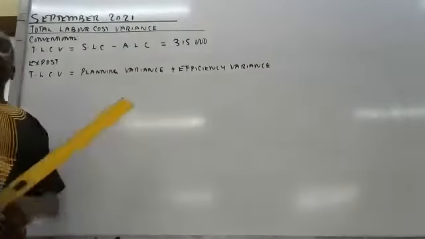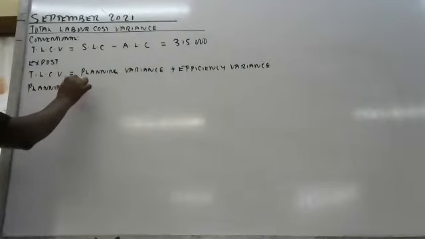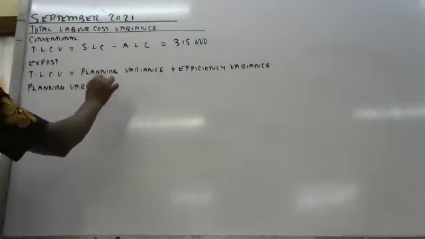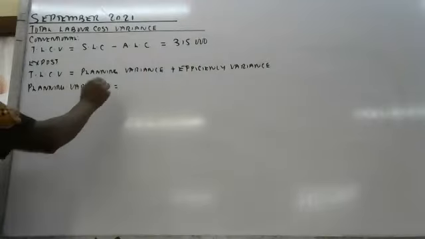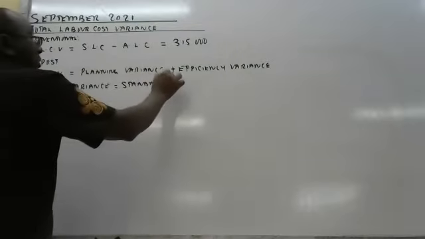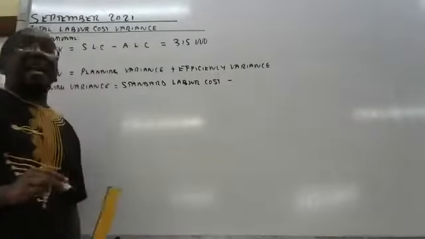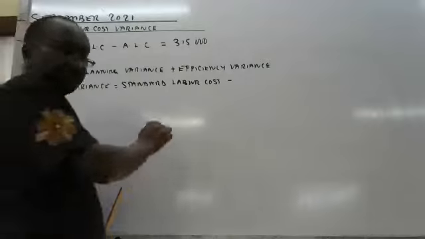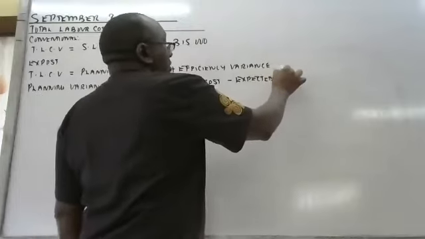It is given as the planning variance plus efficiency variance. Now, how do you get planning variance? Planning variance is usually given as the standard labor costs minus the expected labor costs.